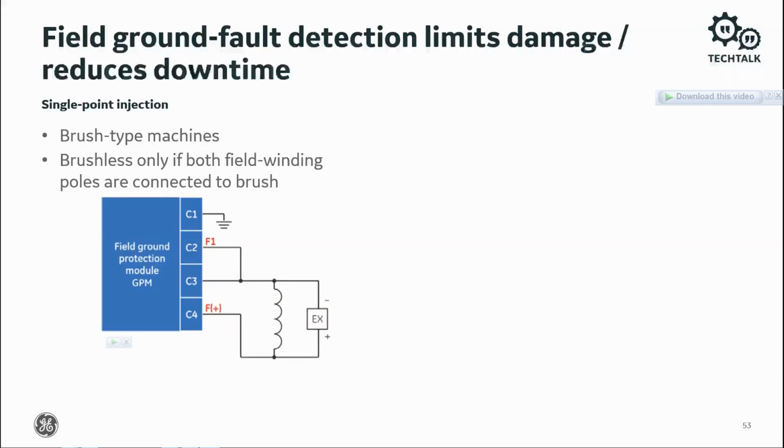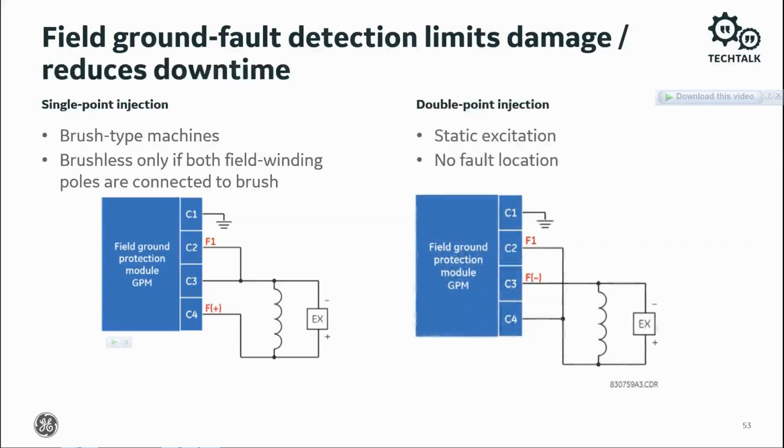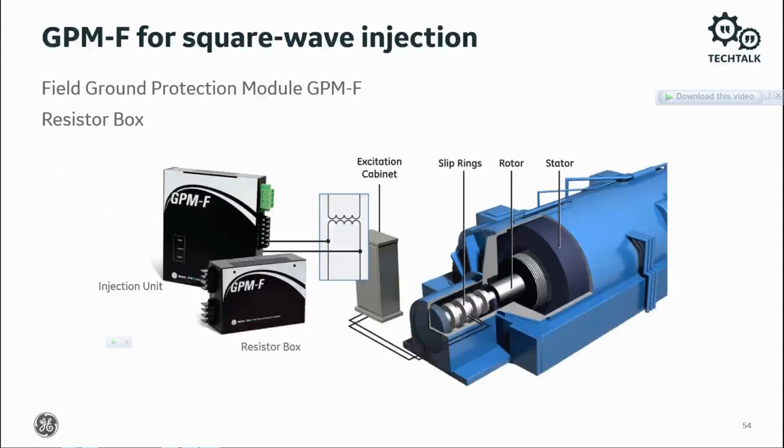In addition to single-point injection, the injection module has double-point injection. Typically, double-point injection is used on applications where generators are equipped with static excitation. When the module is connected for double-point injection, the fault location feature is not available. If fault location is required, then you should use single-point injection. Use the GPM-F for square wave injection.